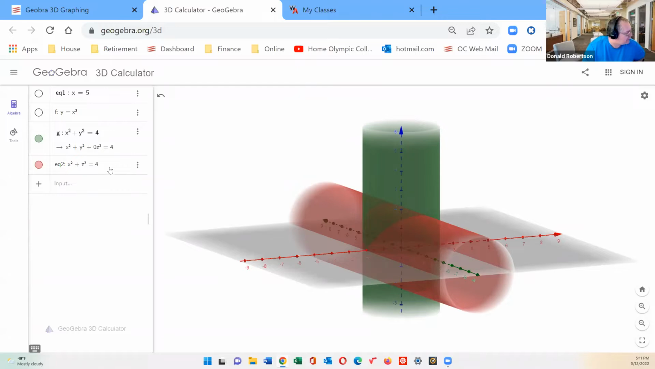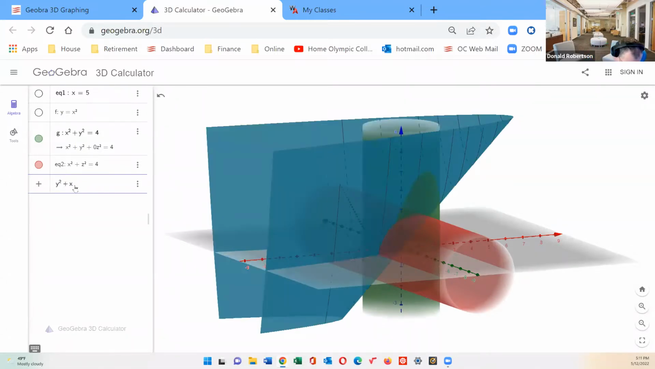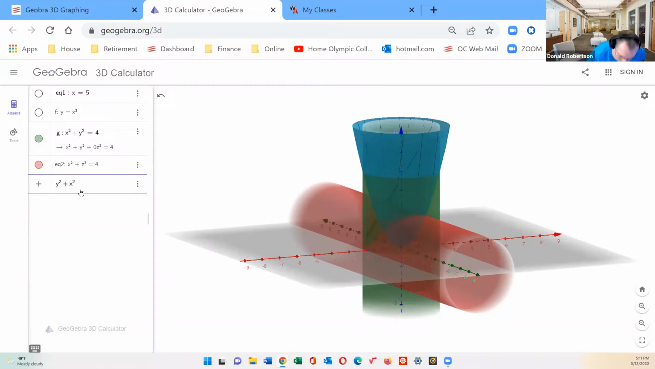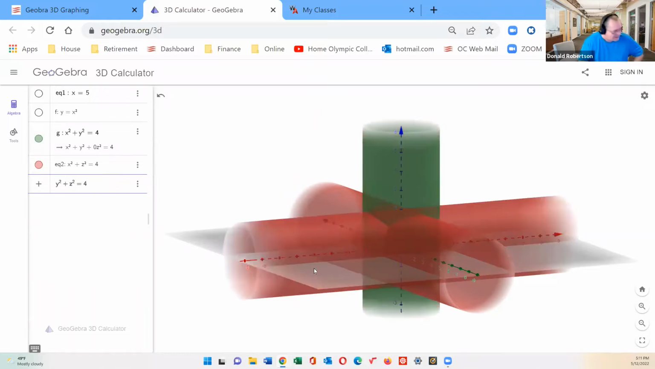Now, only for completeness sake, if you do X squared, which one have I? No, I've done X squared. If you do Y squared plus X squared equals 4. Oh, I've done that one. Try to think of the better way to. Can you see the 3 together?